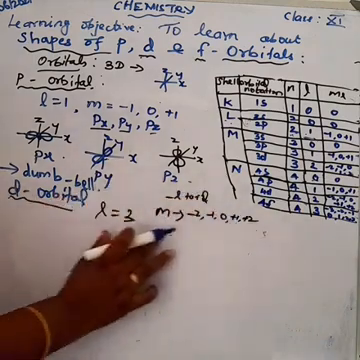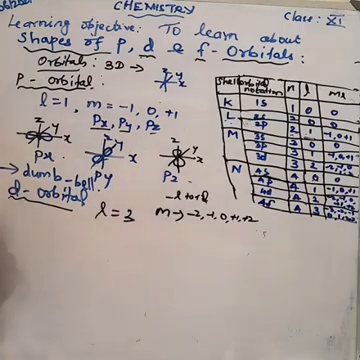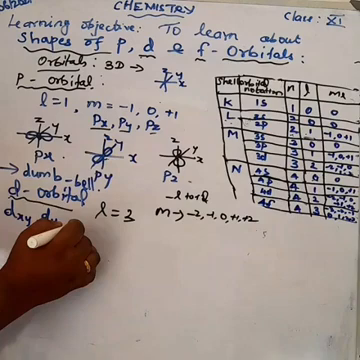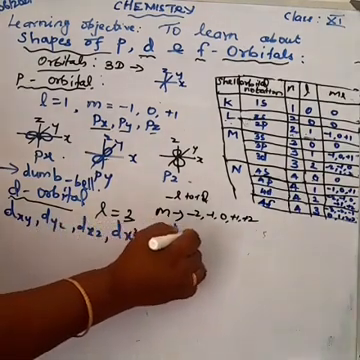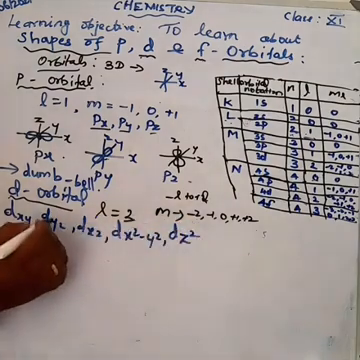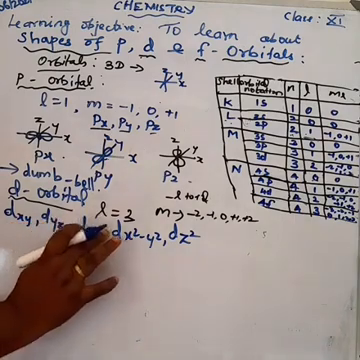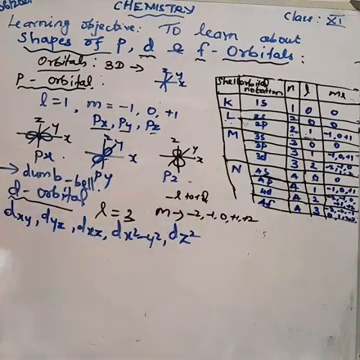These 5 m values indicate 5 orientations. What are the 5 orientations? The 5 orientations are designated as dxy, dyz, dxz, dx square minus y square, and dz square.